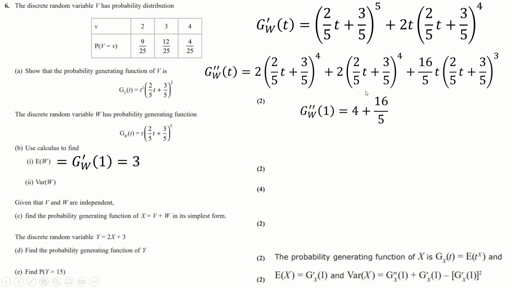Substitute t is 1, and you get eventually this. And then we just have to do this plus this minus that squared, and we'll get our answer of this.